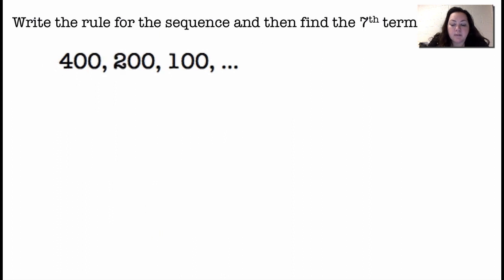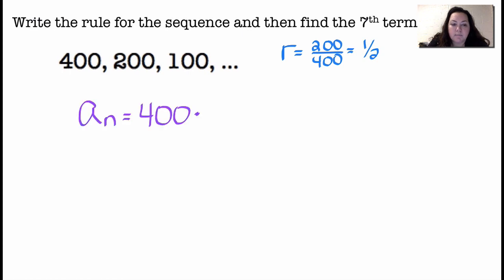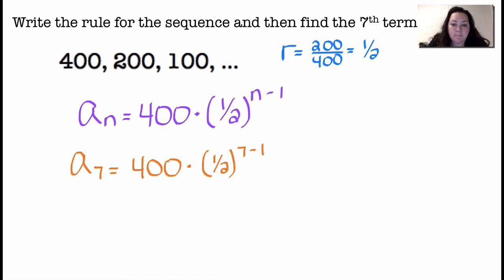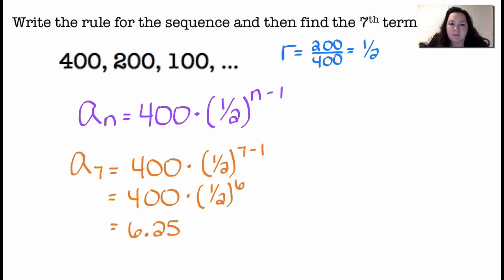All right, our next sequence, my common ratio is 200 divided by 400, which is a half. So a sub n equals my first term, 400, times my ratio raised to the n minus 1. If I want to find the 7th term, I'm going to plug 7 in everywhere I have an n. 7 minus 1 becomes 6. So I'm going to do 0.5, xy, 6 and then multiply by 400. I get 6.25. Okay, anytime you have a fraction as your common ratio, your number is always going to get smaller.